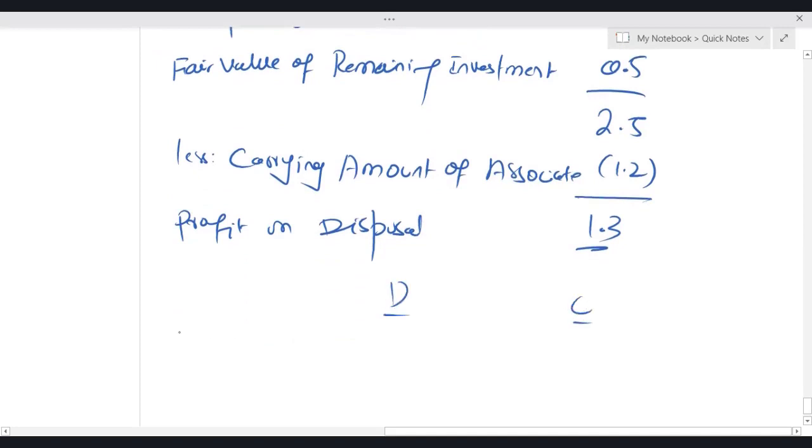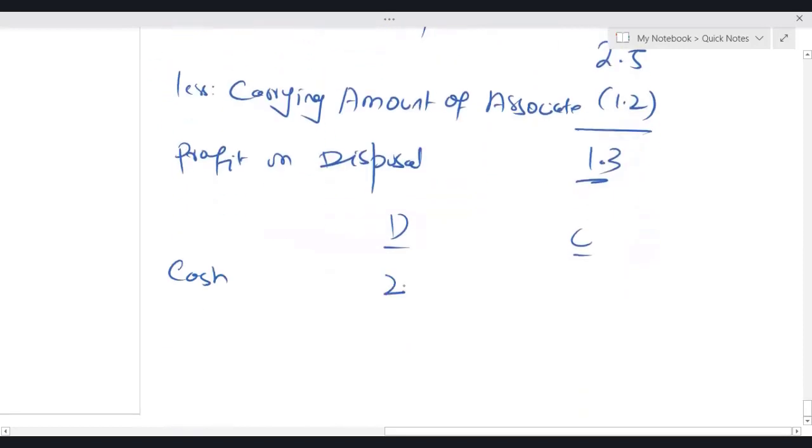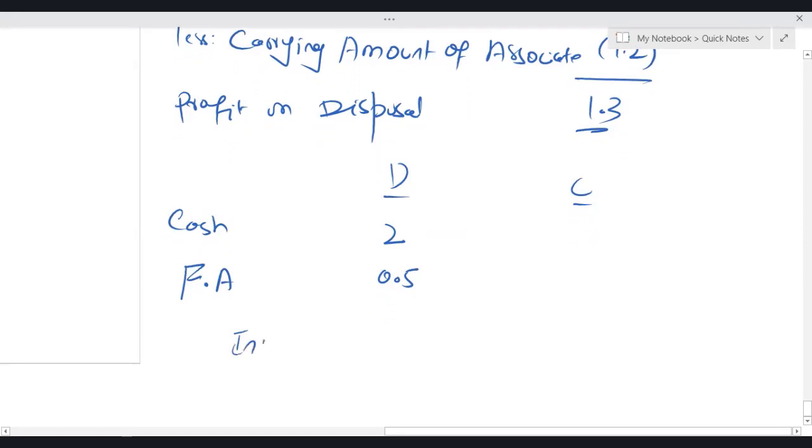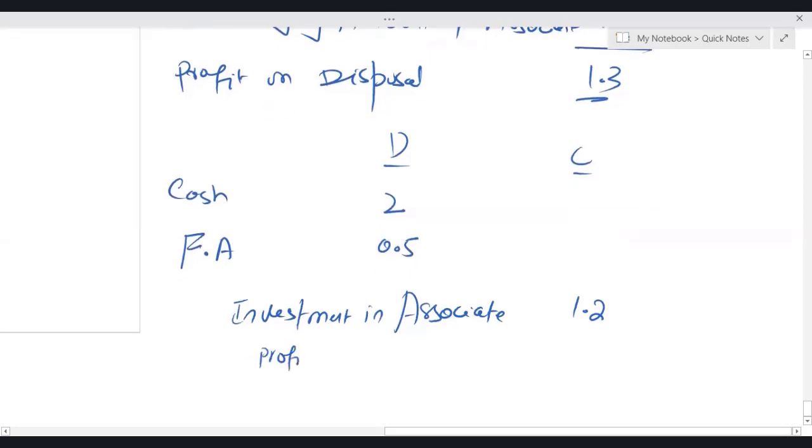So basically, we have received the cash of 2 million. The fair value of the remaining investment is your financial asset, and on this financial asset, we have to apply IFRS 9. Either these shares will be classified as fair value through P&L, or by making an election, they will go to fair value through OCI. So cash debit by 2, financial asset debit by 0.5, investment in associate will be credited by 1.2. So there's a profit on disposal of 1.3, and this profit on disposal will be taken to P&L.